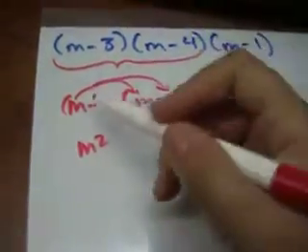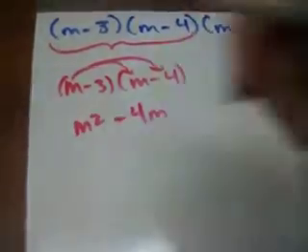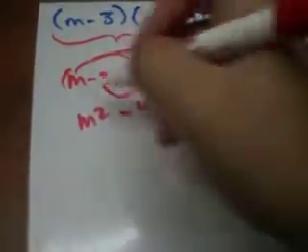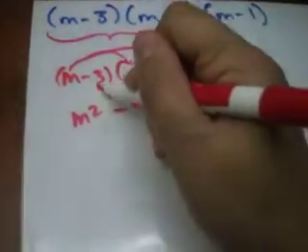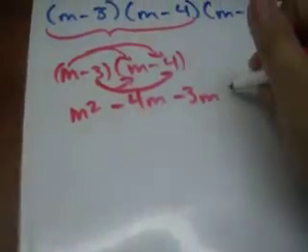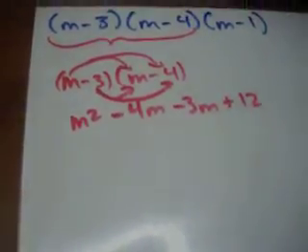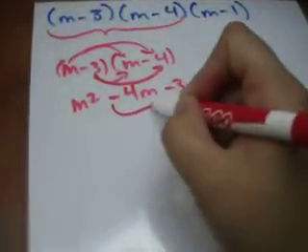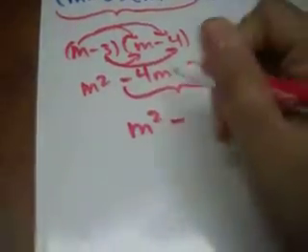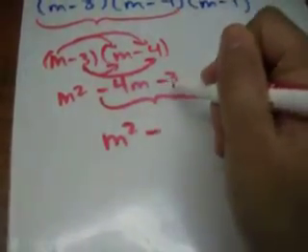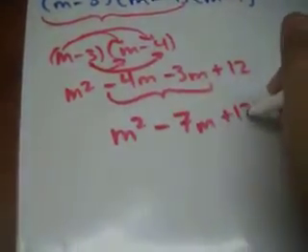First term with the last term here, m times negative 4, negative 4m. Then the middle term, negative 3 times m, negative 3m. And then negative 3 times negative 4, positive, because a negative and a negative makes a positive, positive 12. Then clean this up, because I could combine these two terms. So I'm going to have m squared, minus 4 subtract 3, negative 7m, plus 12.